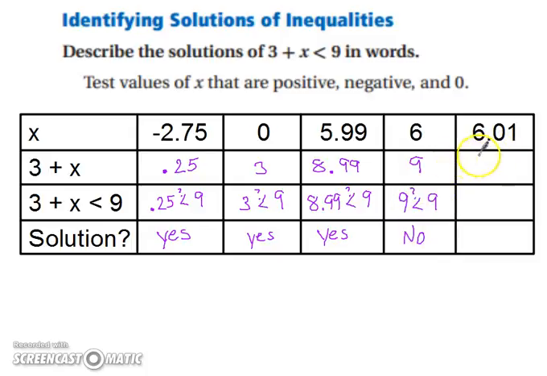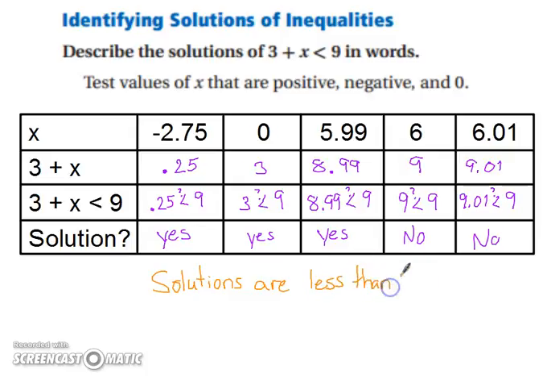Well, 6.01 plus 3, that's going to give you 9.01. And is 9.01 smaller than 9? No, it's larger. So, therefore, based on what we're seeing, it seems that your solution has to be a number or any number less than 6. So, solutions are less than 6.